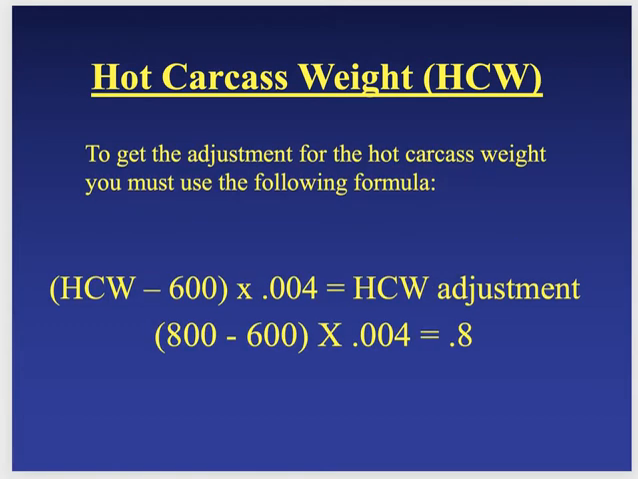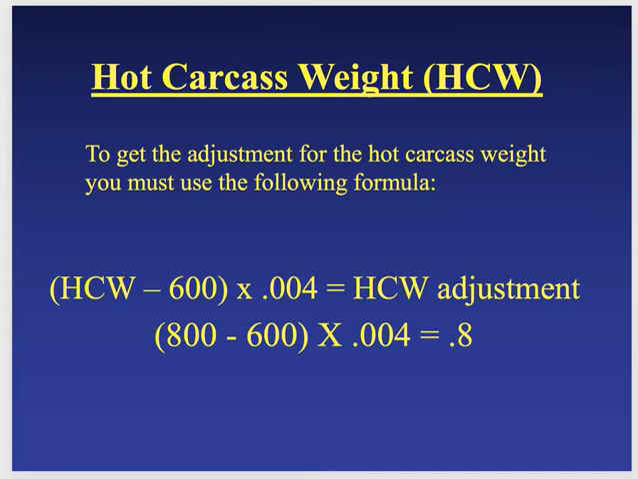But if we look at hot carcass weight, we get that number off the tag. We take our hot carcass weight, minus that by 600, times that by 0.004, and that is our hot carcass weight adjustment. So if it's a plus or minus, that determines if we add to the actual PYG or we take away for our final yield grade.